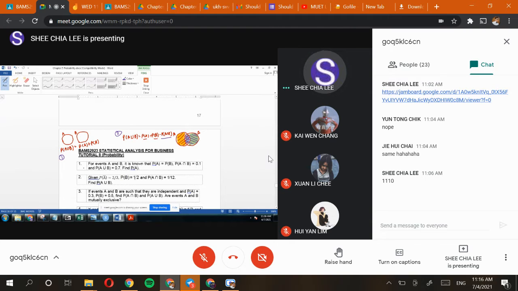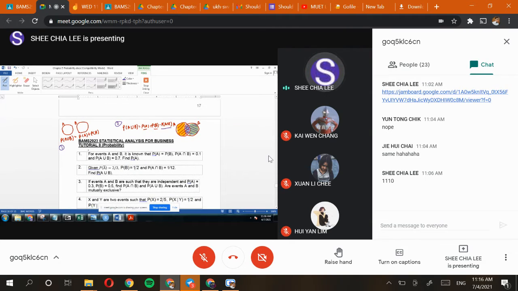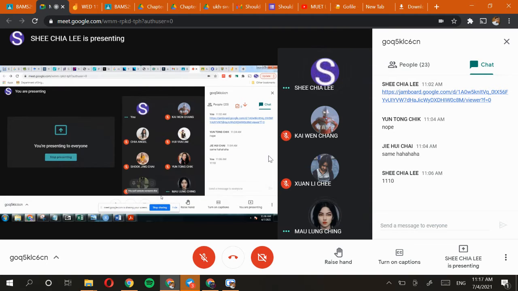If you look at question 1, is this idea clear? Question 1: for events A and B, it is known that probability A equals probability B, probability A intersect B is 0.1, and probability A union B is 0.7. Find the probability A. Referring to this question, do you think I will be using formula number 1 or formula number 2? Why? Because the probability A intersect B is equal to 0.1 instead of 0. So you use formula number 2. Good. Thank you.